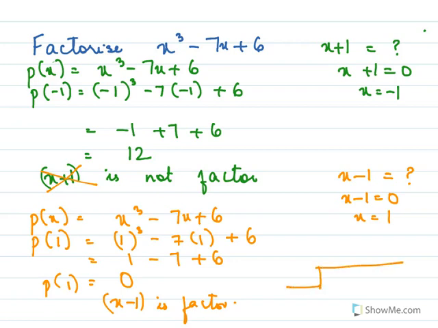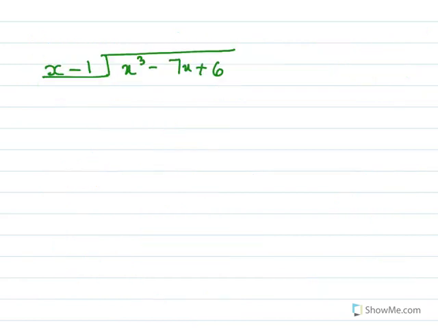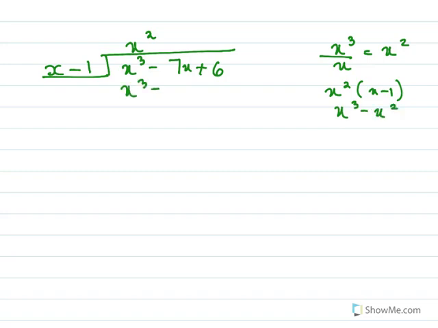To find the other factor, we will divide by x minus 1. Remember, we are factorizing x cubed minus 7x plus 6. We'll divide and find another factor. So first we do x cubed over x, you get x square. Now multiply x square into x minus 1, you will get x cubed minus x square.